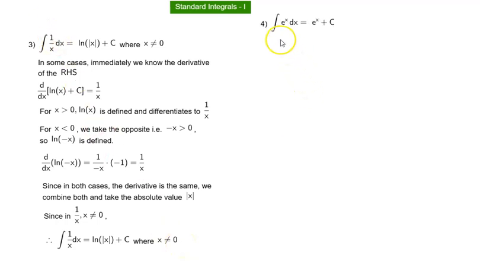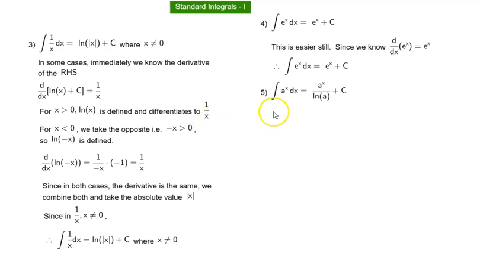Okay. Fourth one, integral of e to the power of x dx equal to e to the power of x plus c. This is still more easier because we know the derivative of e to the power of x is e to the power of x. So pretty straightforward. So therefore, integral of e to the power of x dx equal to e to the power of x plus c. Fifth one, a little bit trickier.